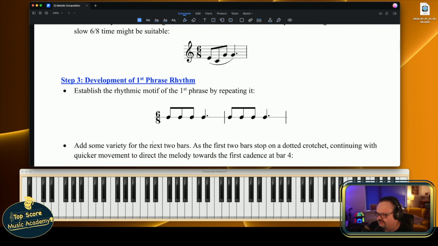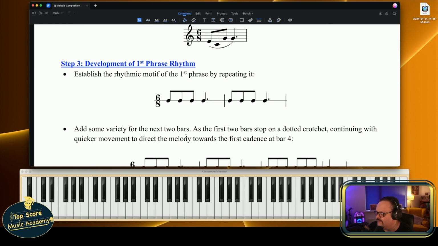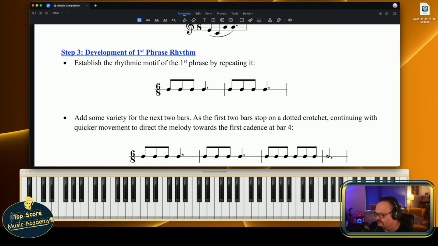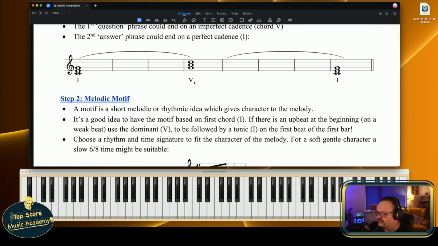We can add some variety for the next 2 bars, for bars 3 and 4. As the first 2 bars stop on dotted crotchet notes, continuing with quicker movement to direct the melody towards the first cadence of bar 4 might be a good idea. So yeah, we have this ba ba ba bum, da da da dum, da da da da da da dum. So there's a little bit of a speed up rhythmically anyway. It speeds up a little in bar 3 to lead us into that cadence at bar 4, which we know from step 1, that's going to be our imperfect cadence. So we're going to end on a chord 5 there.